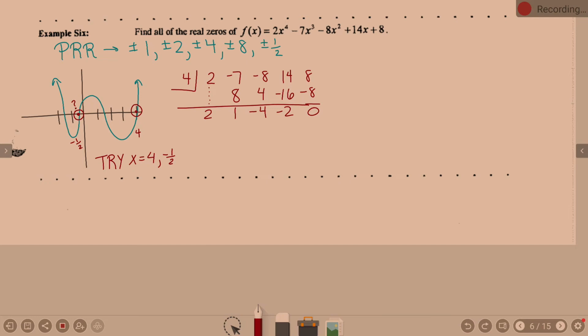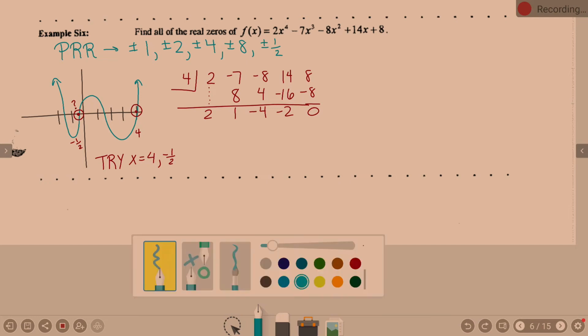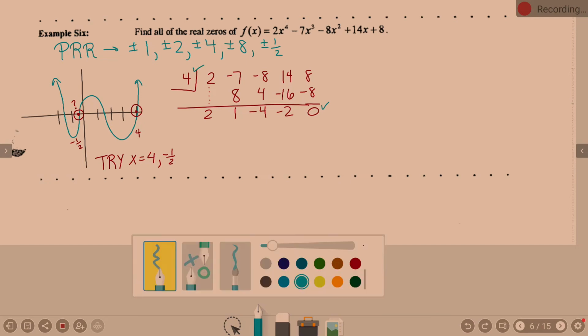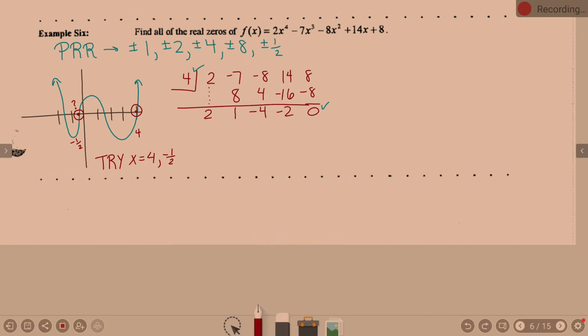We tried 4, it works. What's our next plan? Now we're going to try negative 1/2. When we try this negative 1/2, what am I going to suggest here? Now, I'm fine with negative 1.5, but what row of numbers am I going to use next to it? 2, 1. Our new set of numbers, so to speak.